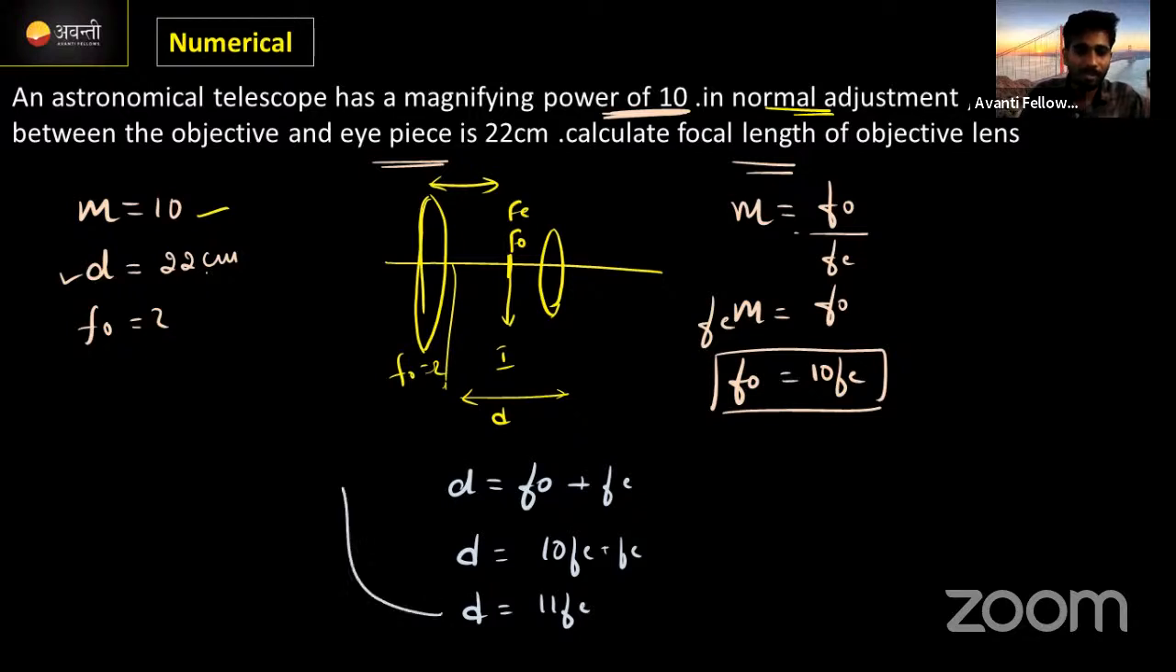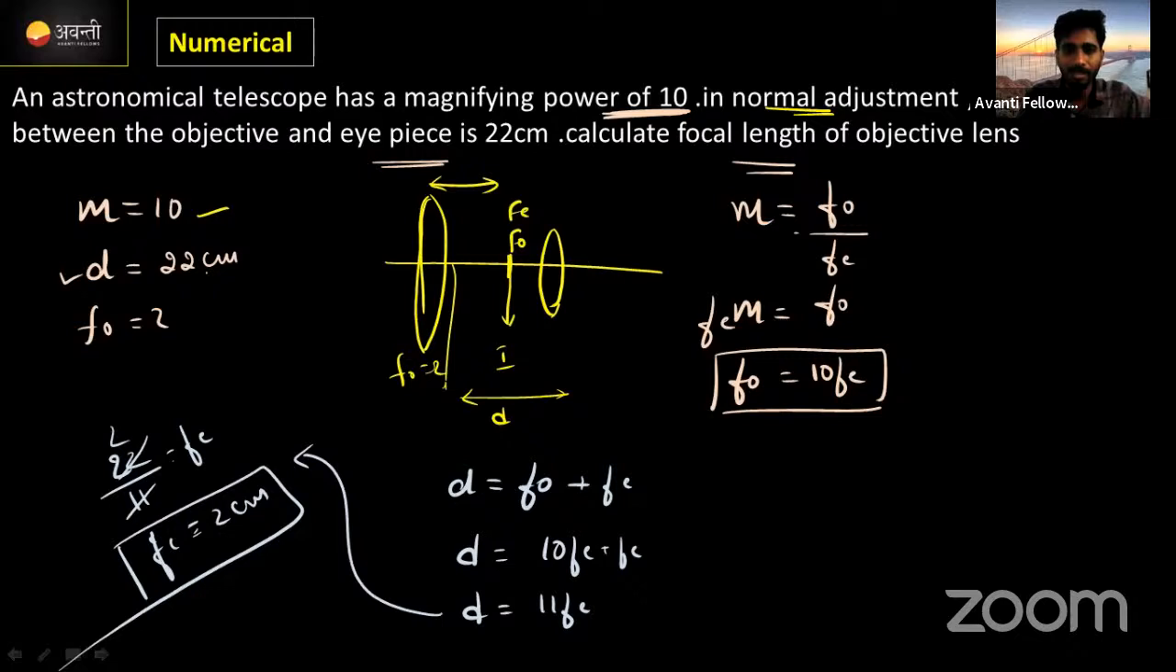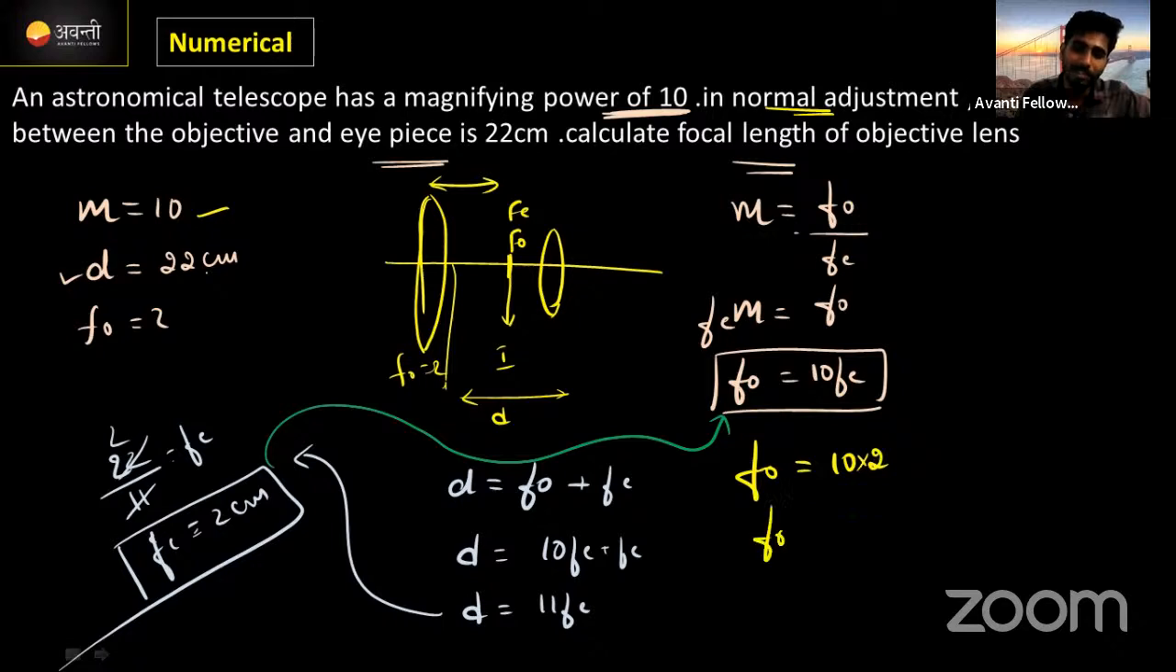Substitute here. D means 22 divided by 11 gives fe. So what is the value of fe? Fe is equal to 22 divided by 11, which is 2 centimeter. Now substitute this fe value in the equation. The focal length of the objective will be equal to 10 times fe, which is 10 times 2 centimeter. Then the focal length of the objective lens is equal to 20 centimeter.